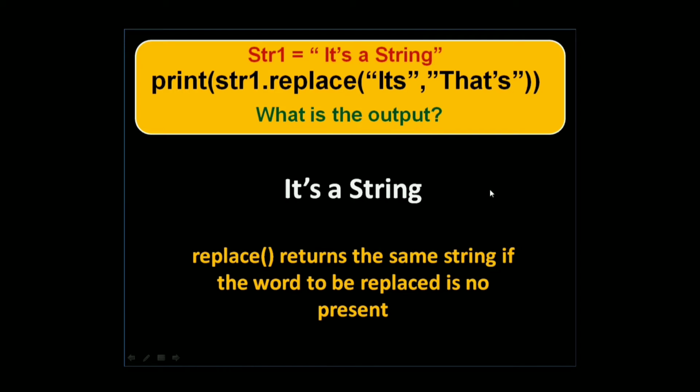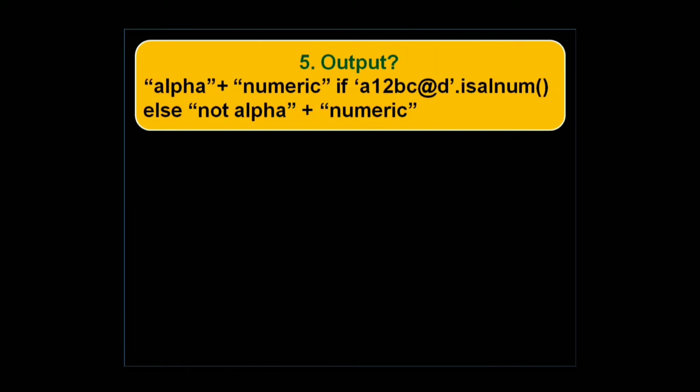Let's move ahead now. Fifth one. You're again supposed to guess the output of this statement. Let's try that out. And the answer is not alphanumeric. Well, if you remember long back, we had learned about ternary operators. That's where we had learned this. Let's have a quick run through. We are supposed to return alpha plus numeric if this string satisfies the isalnum condition. Now, what is isalnum? Alpha basically stands for alphabets.